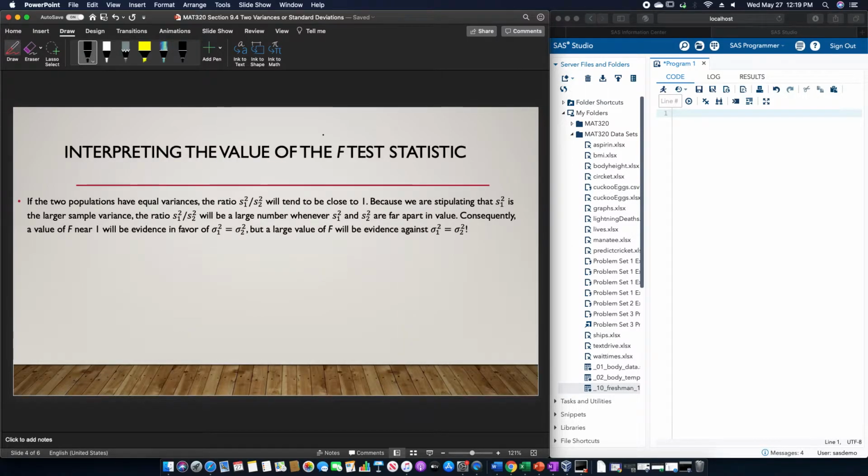To interpret the value of the F-test statistic, if the two populations have equal variances, the ratio of the first sample variance divided by the second sample variance will tend to be close to 1. Because we are stipulating that the first variance is the larger sample variance, the ratio will be a large number when the first variance and the second variance are far apart in value. Consequently, a value of F near 1 will be evidence in favor of the two population variances being equal, but a large value of F will be evidence against the two variances being equal.